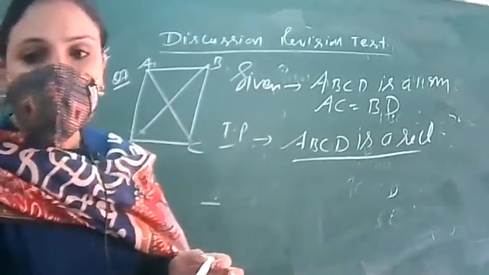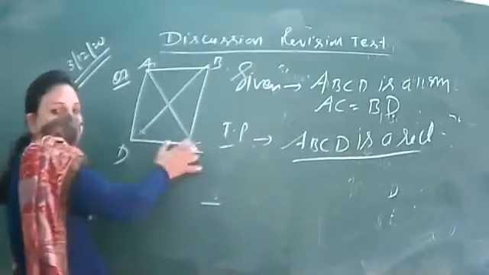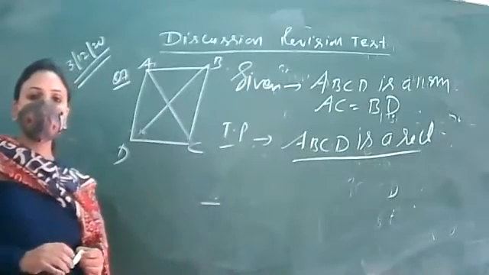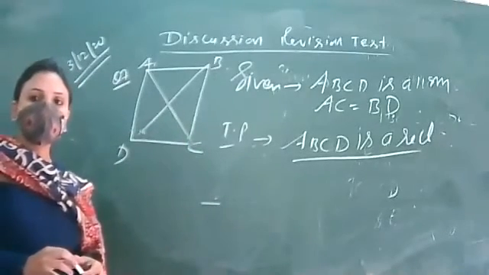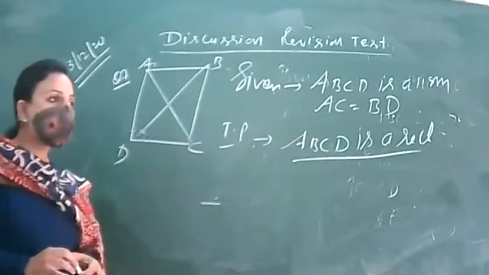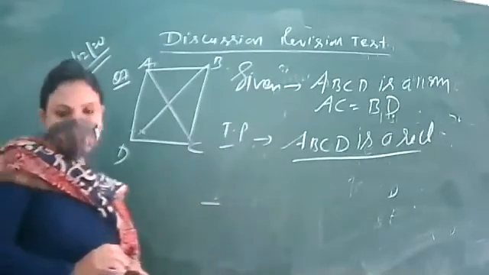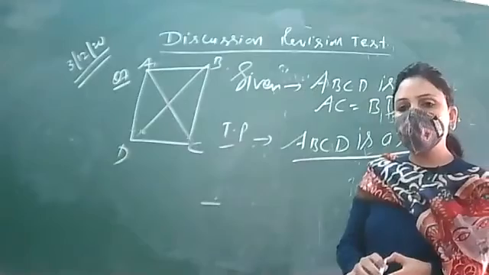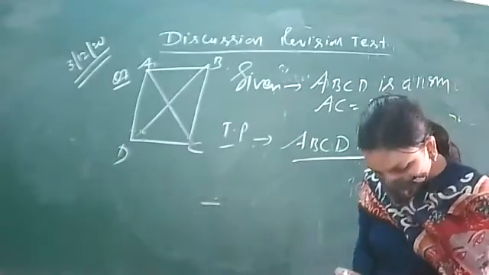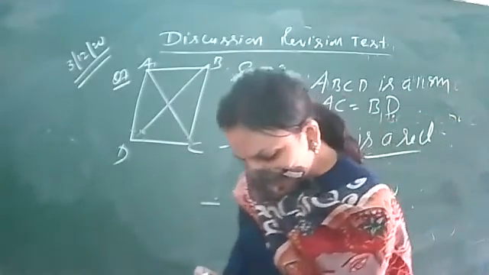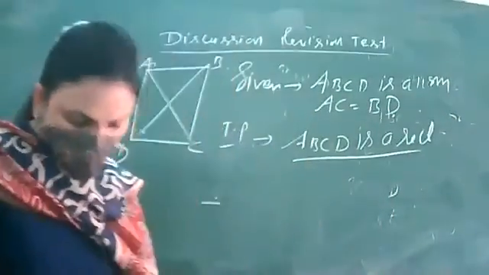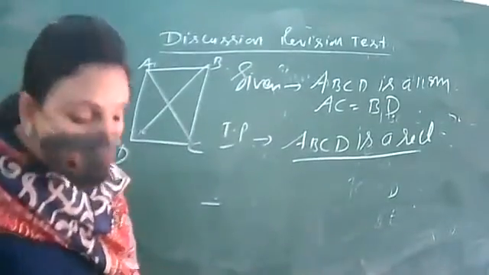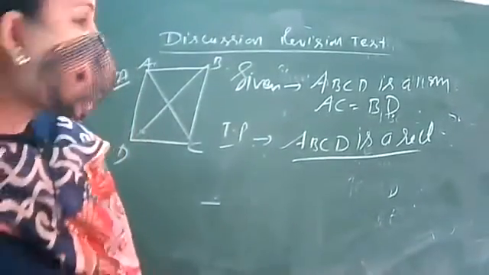Yes, ma'am. Palak, what is the relation between angle D and angle C? They are adjacent angles. They are adjacent angles of a parallelogram. और adjacent angles की क्या property होती है? Parallelogram के adjacent angles की क्या property होती है? Ma'am, their total is 180 degree. Their sum is 180 degree.